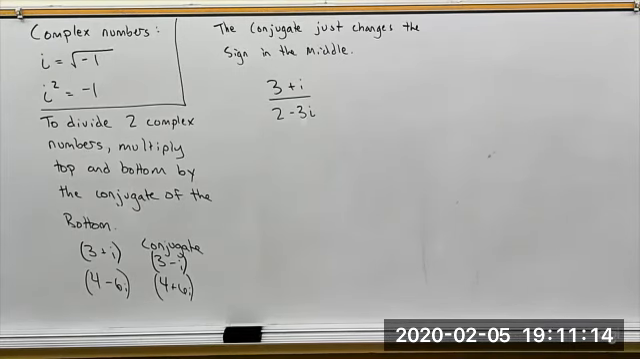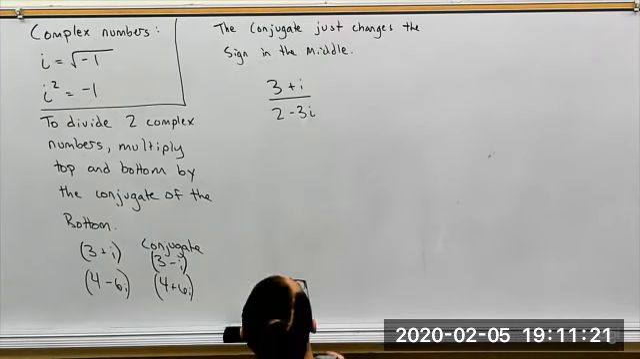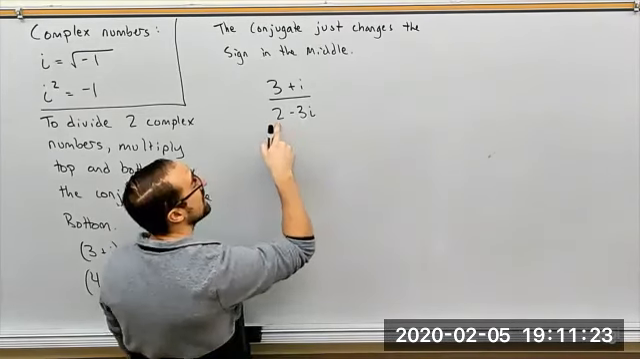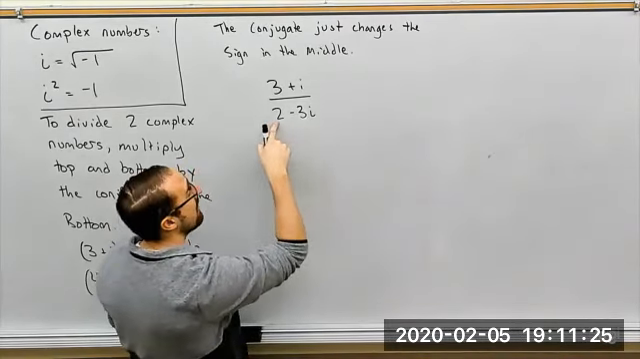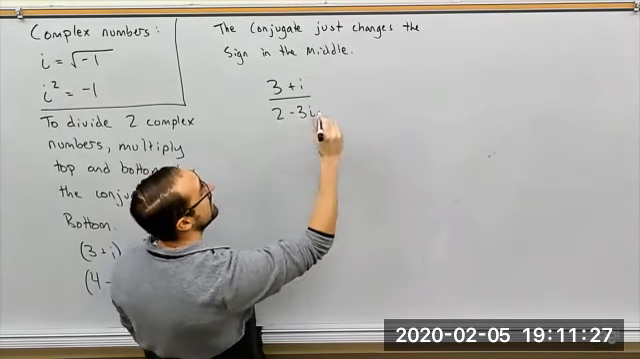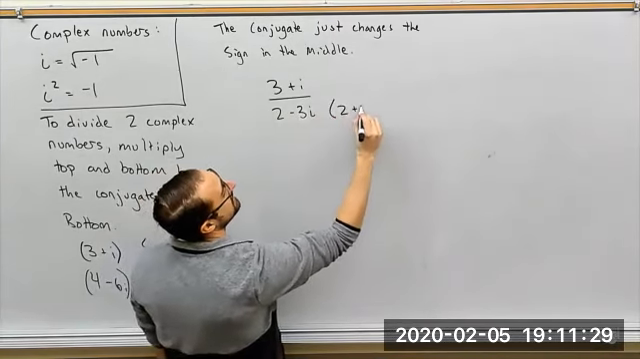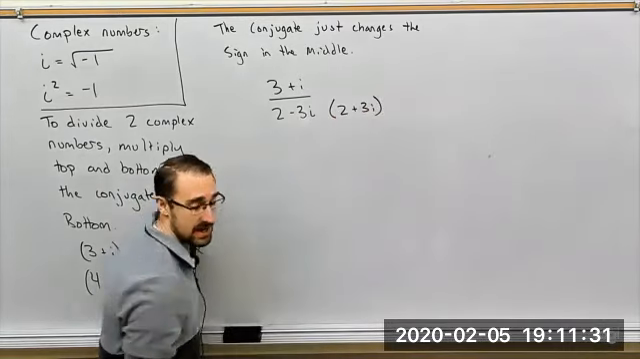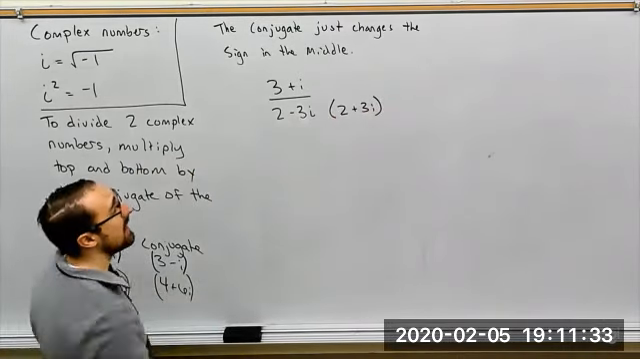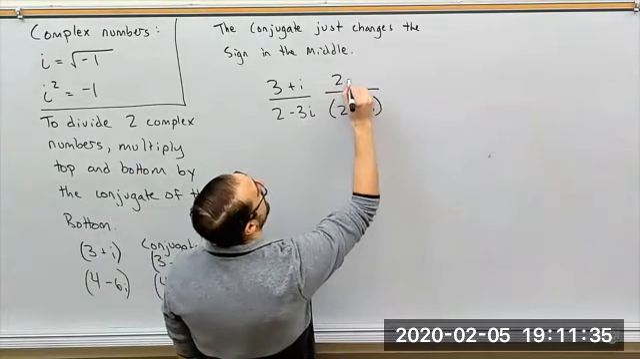We have a complex number on top divided by a complex number on the bottom. What we need to do is multiply top and bottom by the conjugate. So the conjugate of the bottom, instead of 2 minus 3i, is going to be 2 plus 3i. You put that on top and bottom of the fraction.